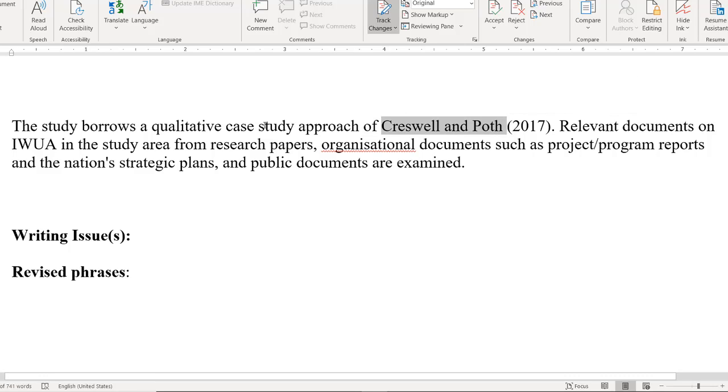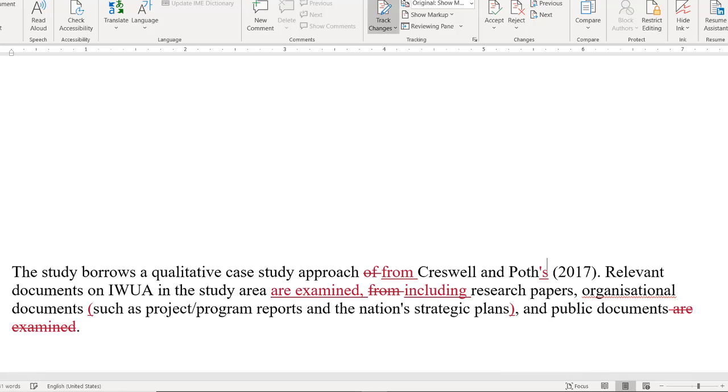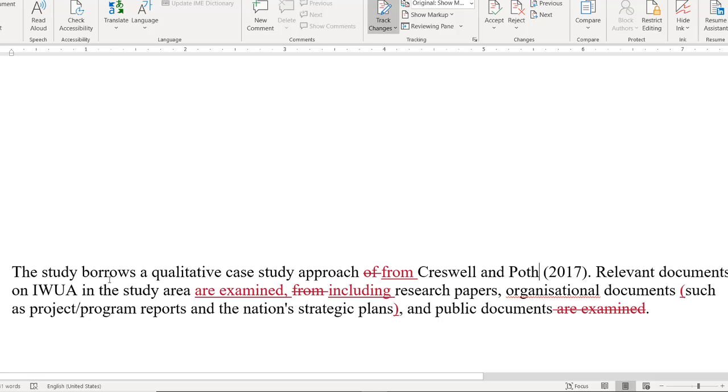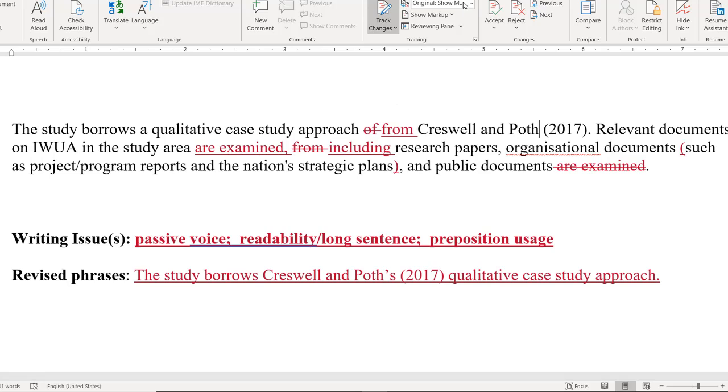How about if it's their specific case study approach, you could say, this study borrows Creswell and Poth, 2017, apostrophe S, right? Kressner and Poth's qualitative case study approach. Okay, now I guess we're seeing my markup here. Here's my edit. The study borrows a qualitative case study approach from Creswell and Poth. They're borrowing it from these two people. That's how I chose to edit it.